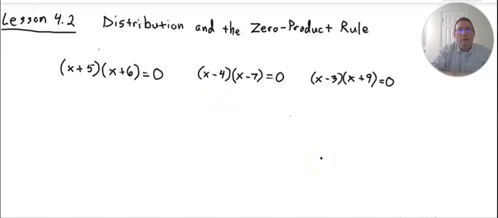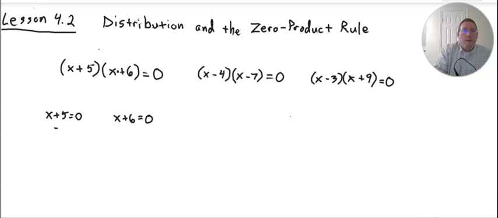So what we're going to do now, notice that this one is the one that has the two binomials, and it's set equal to 0. And because of the zero product rule, in order for this times this to equal 0, either x plus 5 is equal to 0 or x plus 6 is equal to 0. Those are the only two possibilities. And so what we're going to do is set one up, x plus 5 equals 0. And then we're going to set up x plus 6 equals 0.